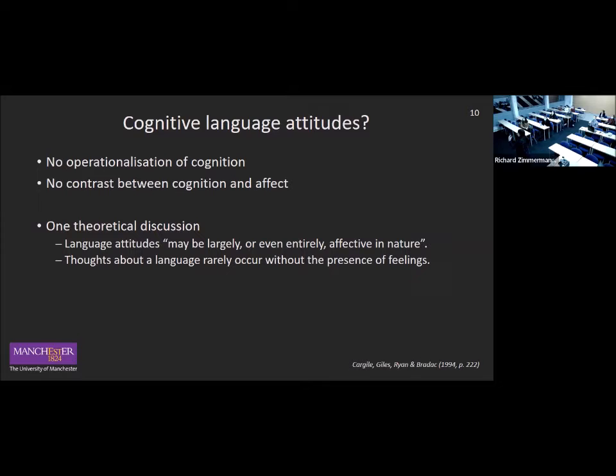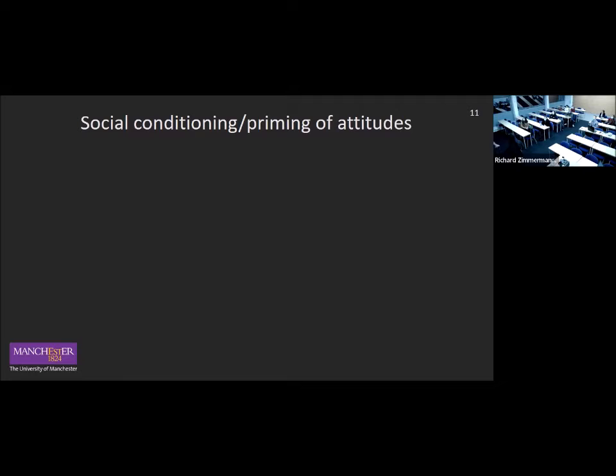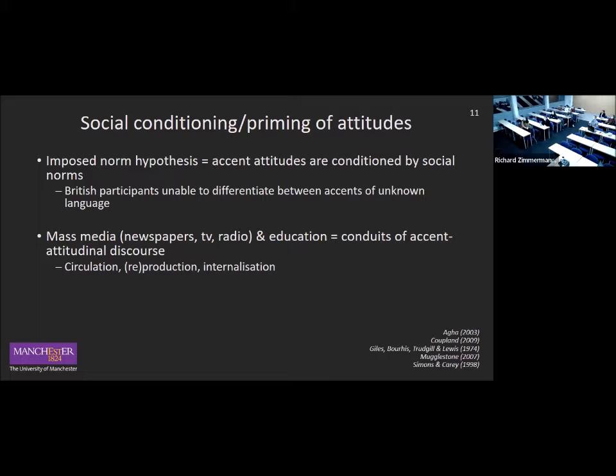So beside the kind of experimental priming that I've presented so far, within social linguistics and in social psychology, people have spoken about social conditioning and social priming. Again, it's nothing called priming, but this is what it is. So in the 70s, Giles and colleagues found evidence for the imposed norm hypothesis. They exposed British participants to two varieties of Greek. It was Athenian Greek, which is supposedly the standard variety, and Cretan Greek, supposedly a non-standard variety. And they didn't find any differences in how they evaluated the varieties. So that supported the fact that there are no innate language features that people respond to when they evaluate language varieties, accent varieties. And it is instead social norms that condition their attitudes.